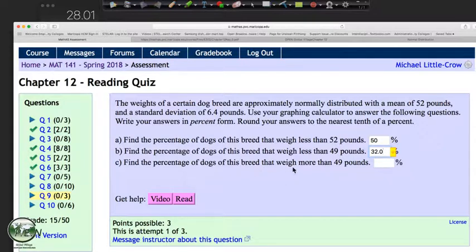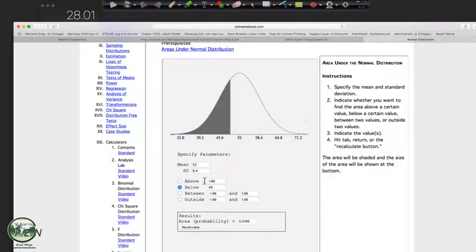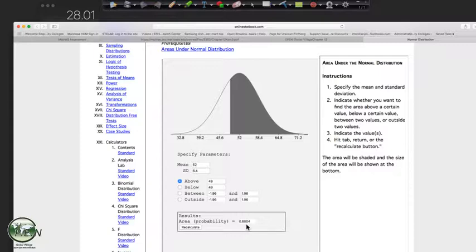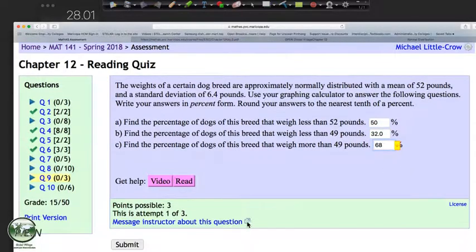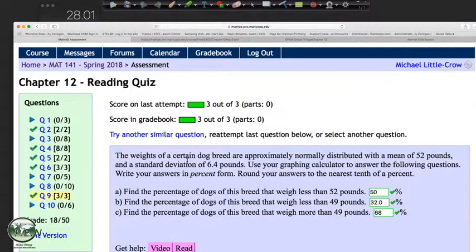Find the percentage of dogs in this breed that weigh more than 49. Now you could also just take that number and subtract it from 100, which would give us 68%. Or we just come back and say percent above, and then we put the 49 in there. And then we click on recalculate, and we've got 68.04, which is pretty close to 68%, right? So this calculator is magnificent, like worth its weight in gold. Actually more, because it doesn't weigh anything. It's a great thing. And then we can hit submit, and you got it all right.